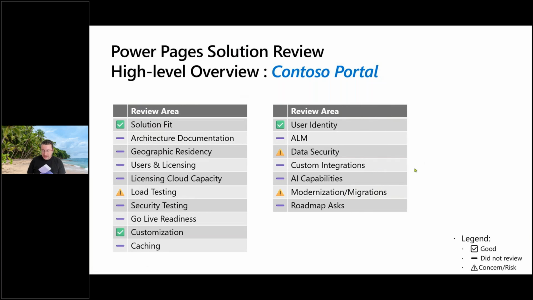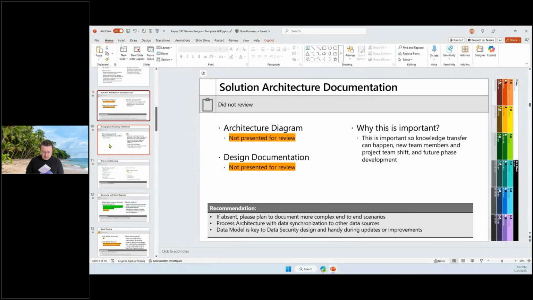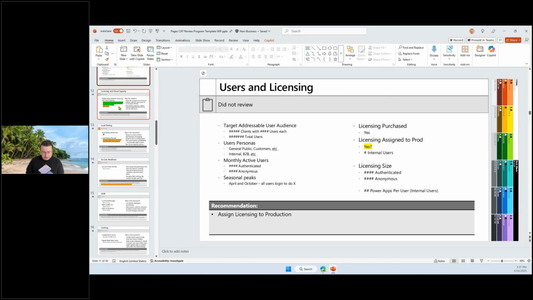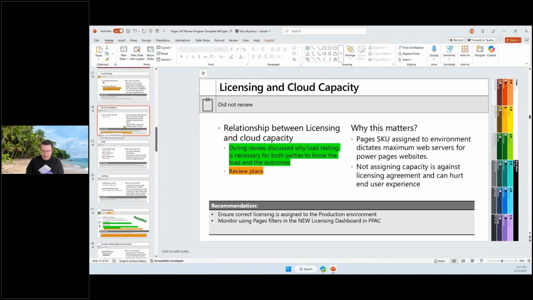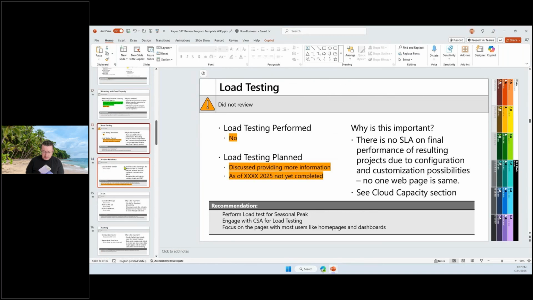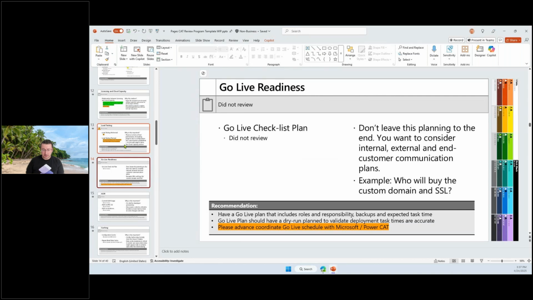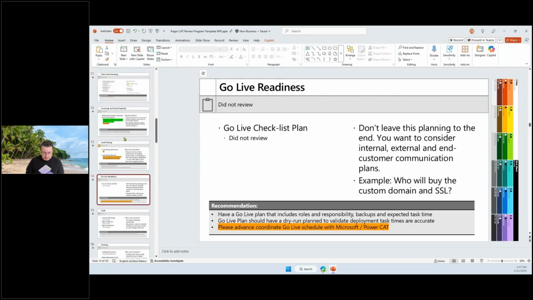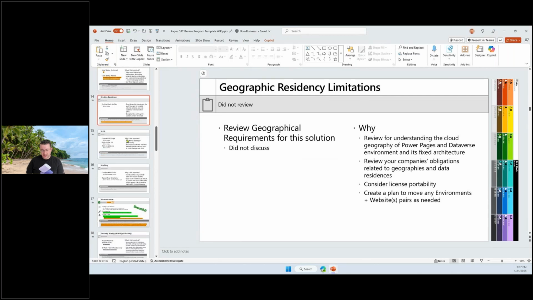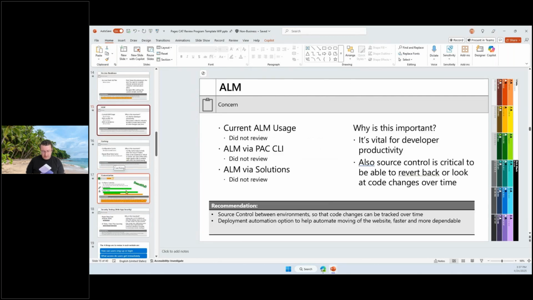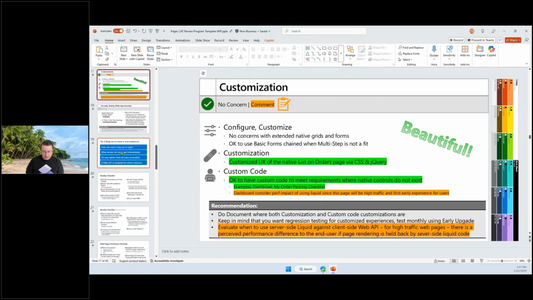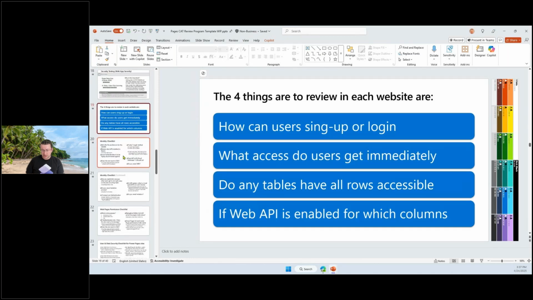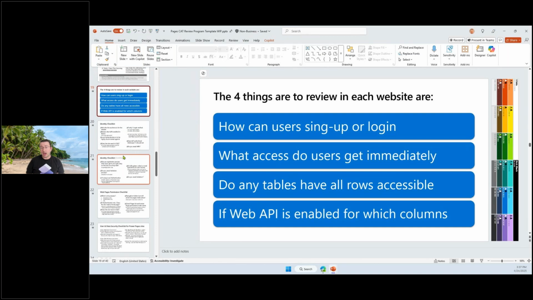So what I have here is basically this template. You're going to get a copy of this if you contact me and use the download link. We go through everything here, from licensing and how licensing impacts cloud capacity, if they plan to do load testing, if they have geographical requirements and things like that. We go through ALM, caching, customization. But what we're here to talk about, and what I want to share with you and demonstrate, which is going to be the most effective, is how you perform a security review.